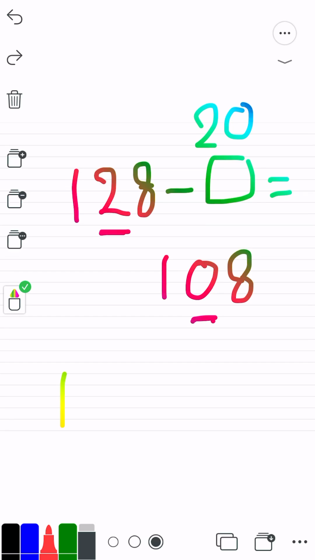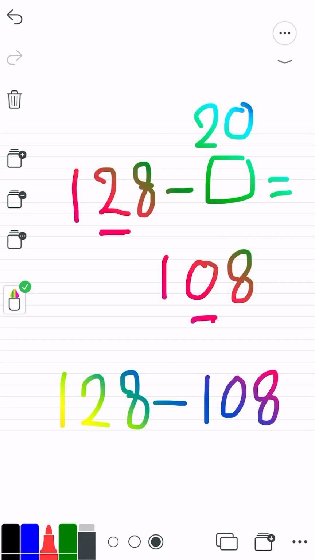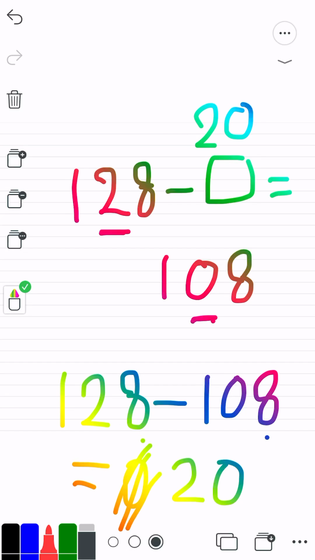So we can do it like this: 128 minus 108. So 8 minus 8 equals 0. 2 minus 0 equals 2. 1 minus 1 equals 0, and this is not counted. So the answer is 20.